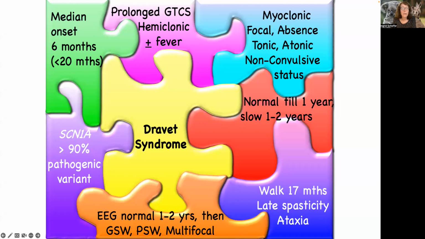So in conclusion, this is our Dravet puzzle with all the important phenotypic features for Dravet syndrome, and the molecular genetics show us that more than 90% have a pathogenic variant in SCN1A.